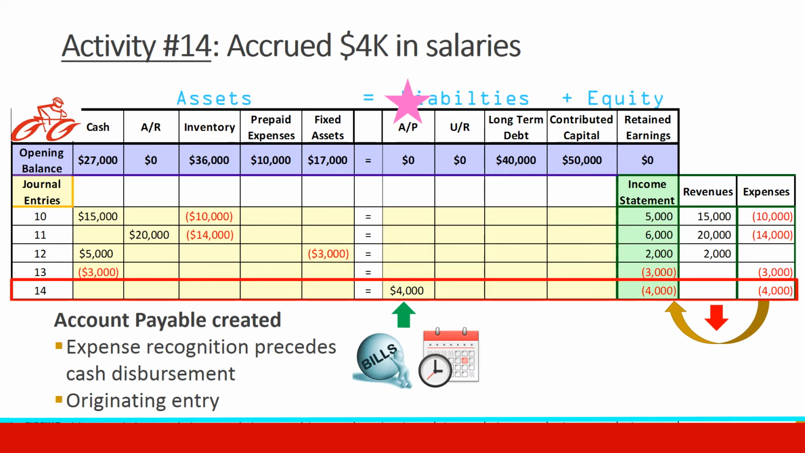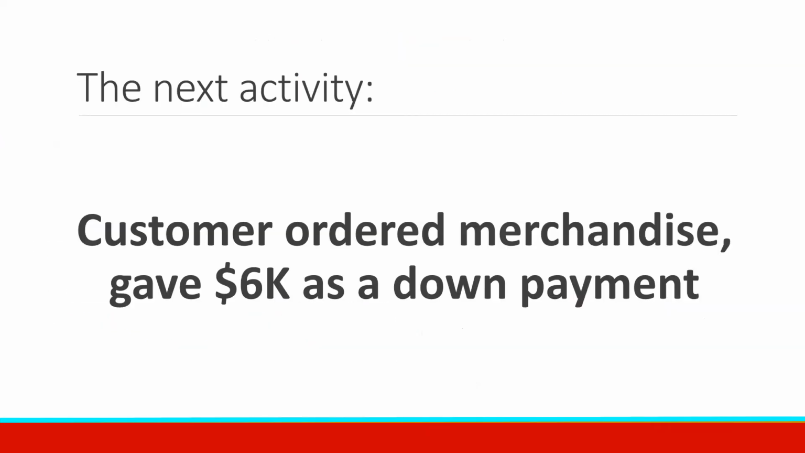But the question now arises, why is it we have a pink star? Pink star is because we now have made an accrual journal entry. You can see there is no cash in this journal entry. And so why is it we're having to book this? We're booking this because the expense for the salaries needs to be recognized in this month, even though the salaries weren't paid in this month. So we are creating an account payable and originating entry, and we'll be paying the employees at some point in the future.